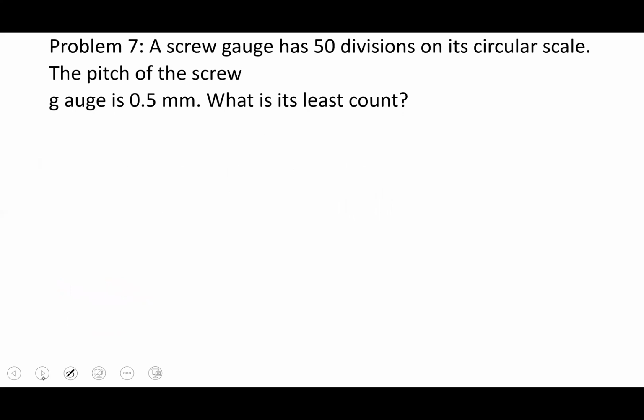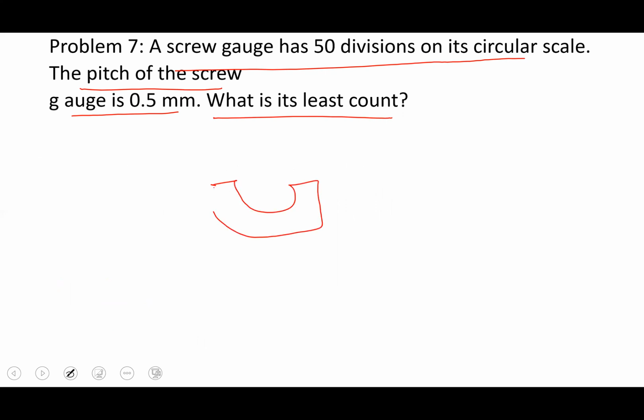The next question says a screw gauge has 50 deviations on a circular scale, the pitch of the screw is 0.5. What is the least count? Again, this is a screw gauge. Let me draw a rough diagram over here. This is a circular part, and this has a linear scale over here, and the circular scale basically has movement over here. This is what you call a spindle, and this is known as the anvil. That means it doesn't move, and the spindle will be screwed so that it can close its jaws right over here.